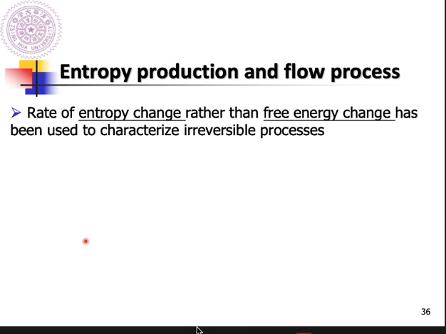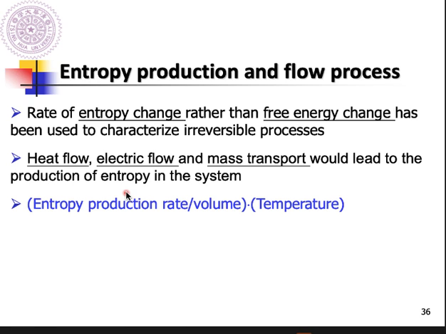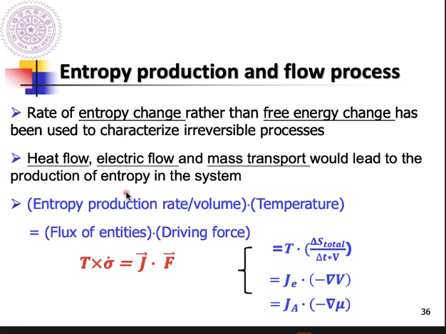So I'll give you a quick summary: the rate of entropy change, instead of the free energy change, can be used to characterize this flow process, or irreversible flow process. We showed you that heat flow, electrical flow, and mass transport will lead to the production of entropy in the system, and how much entropy is produced can be calculated by this beautiful equation. As long as you know the flux of intensity and the driving force applied on your system, you can get the entropy production rate per volume.